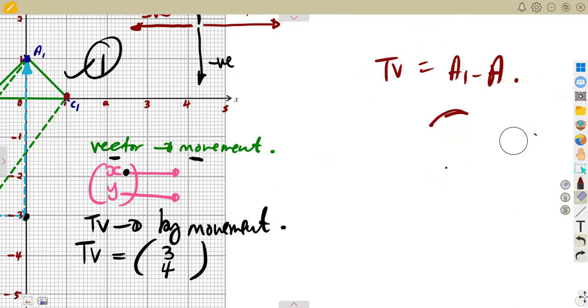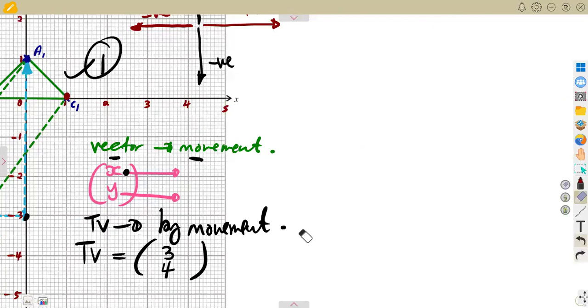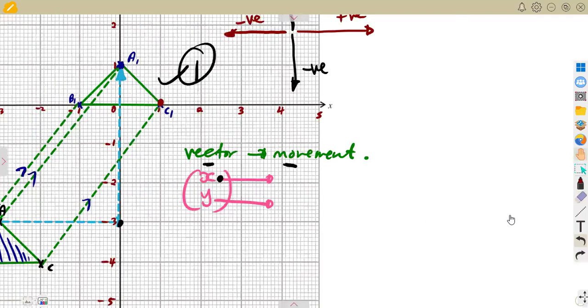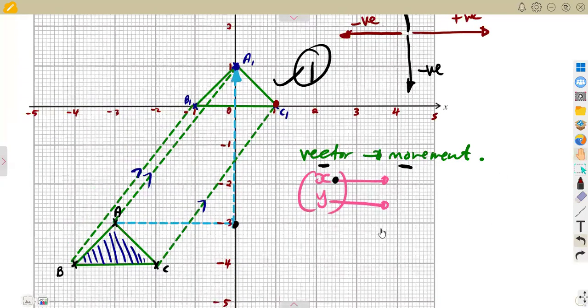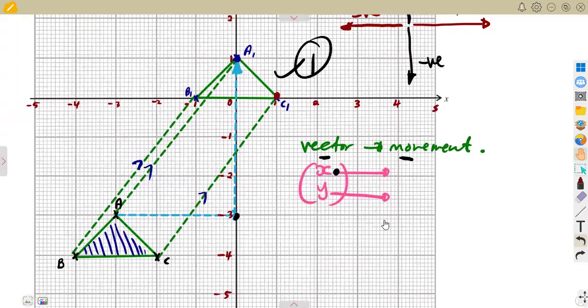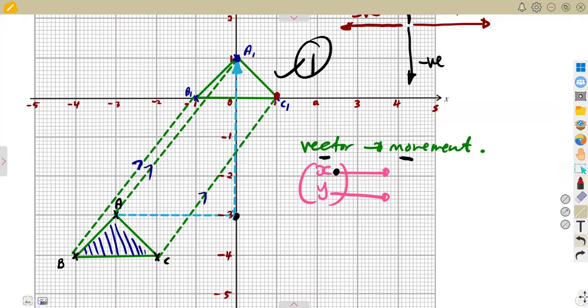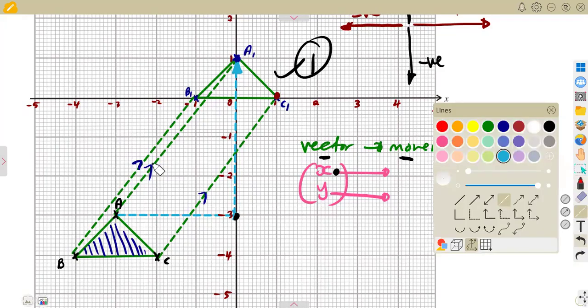Okay, let's try again. Let's try by movement from B to B1. So by movement, you must move from the object to the image. You are moving from where the point is to where it is now situated. But you have to be careful when it comes to movement now. Okay, let's consider from B to B1.